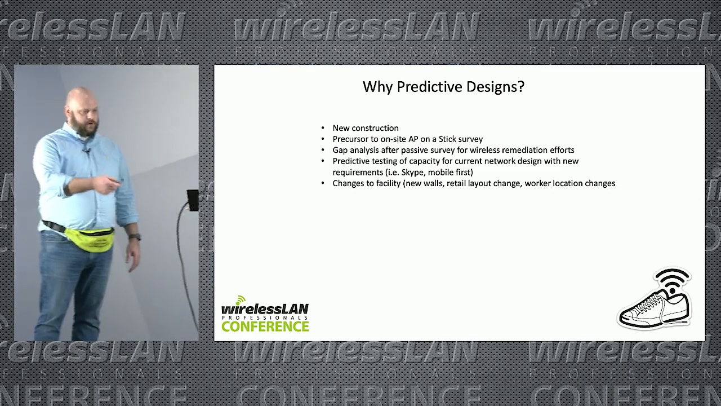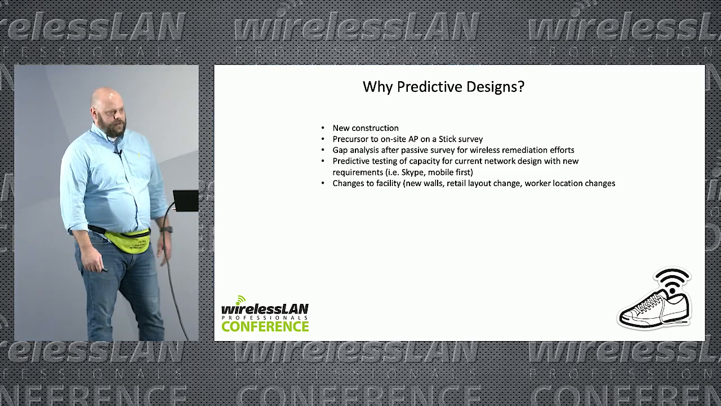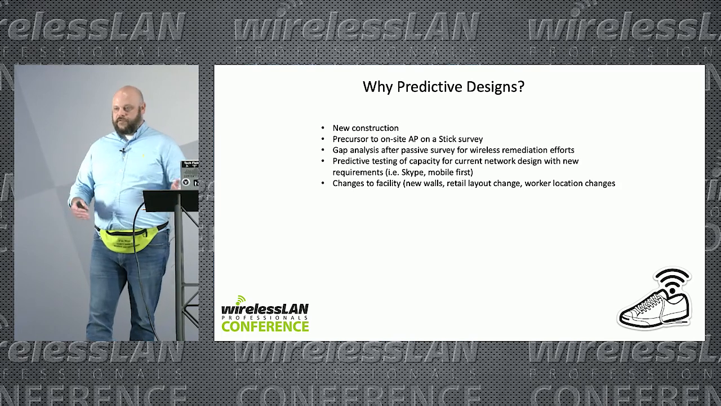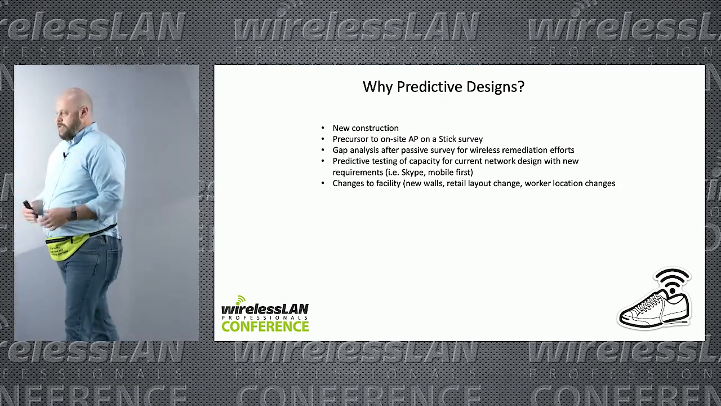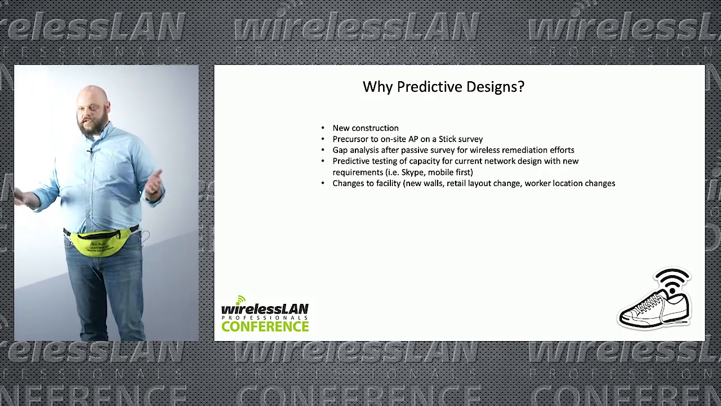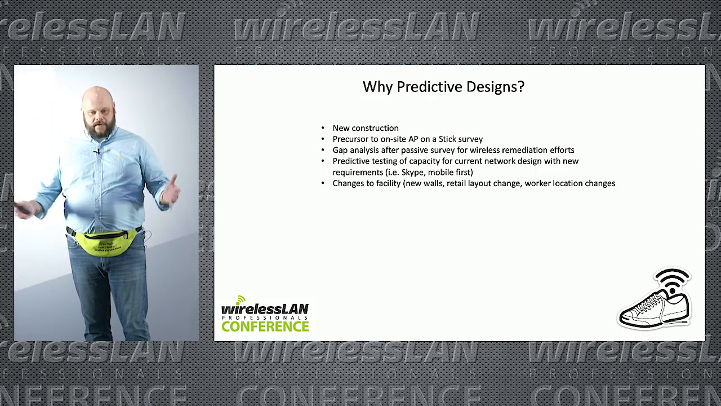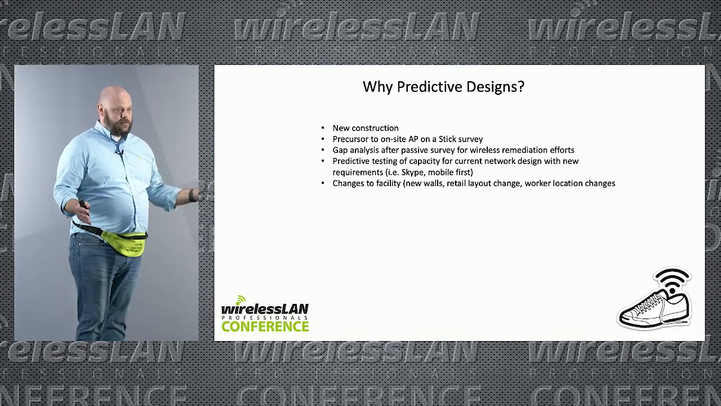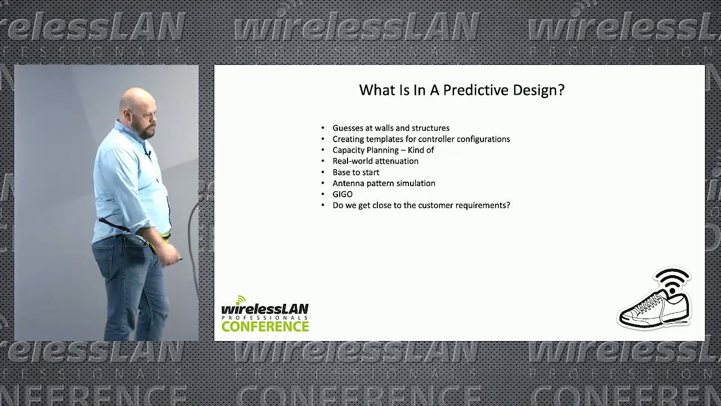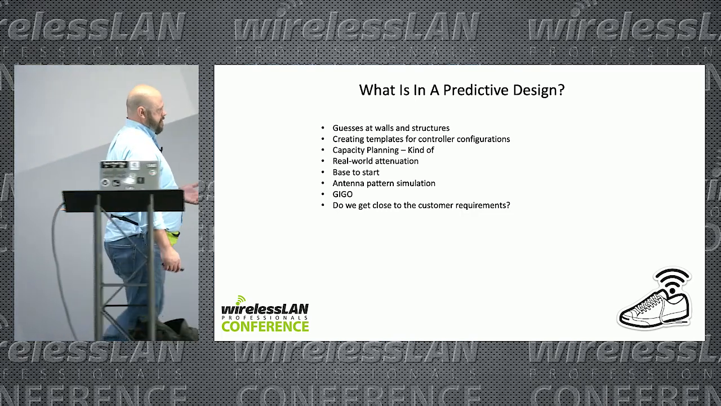And most important that we see a lot, worker changes. Workers are constantly moving facilities, moving places, right? They're constantly changing floors, et cetera. Hoteling. How many customers do we go to that are using open seating, sit wherever you want? Well, that's all wireless, right? There's no cables. So what's actually in a predictive design?